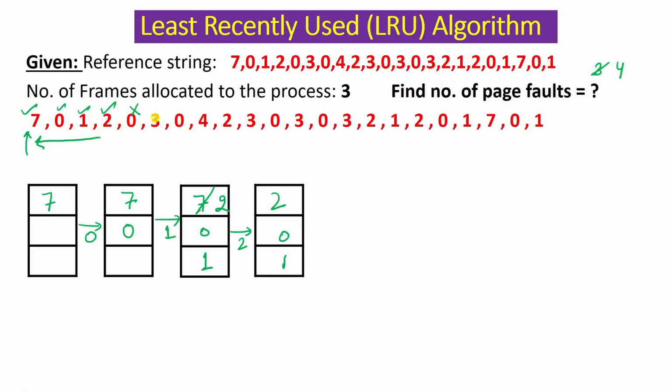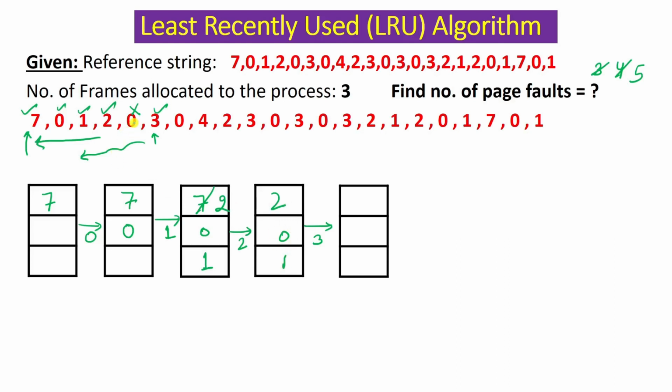Now let's come to 3. So 3 is not present here, so it will generate a page fault. Okay, so I have 5 page faults. Which page should I replace again? So 3 is here, I'm here, so just see in the past, right? Out of 201, which page should I replace?